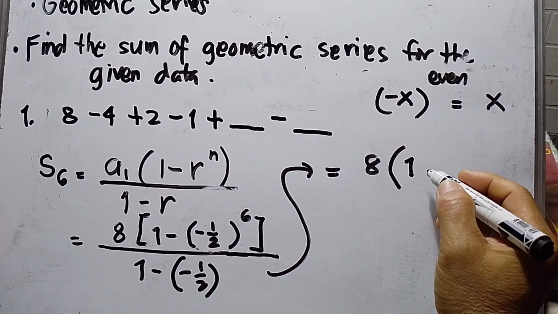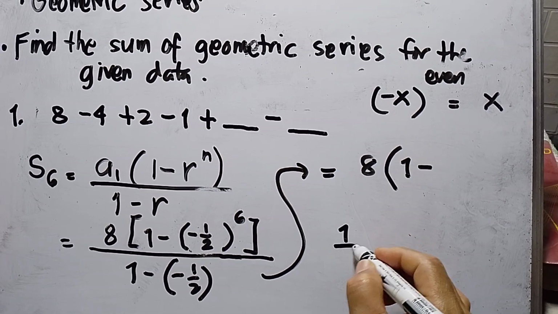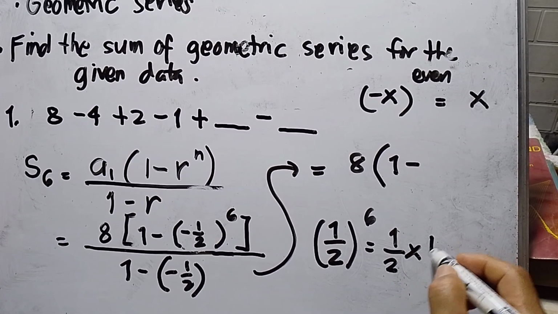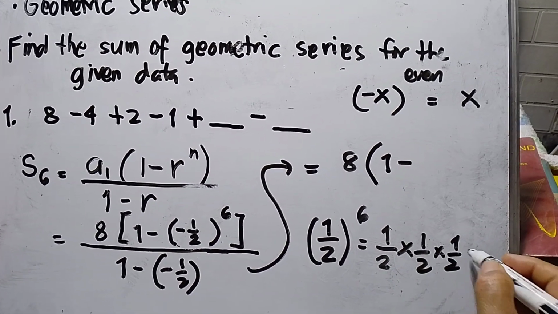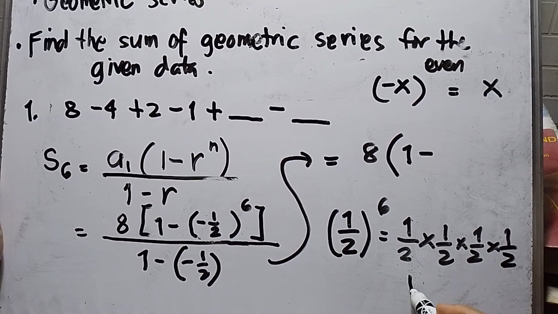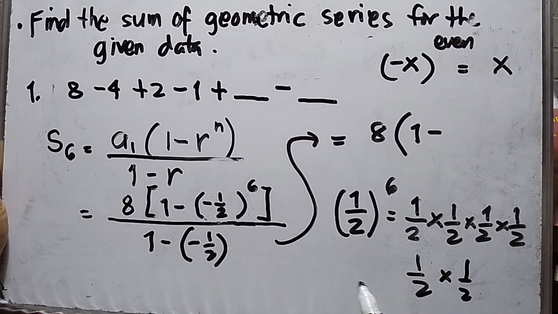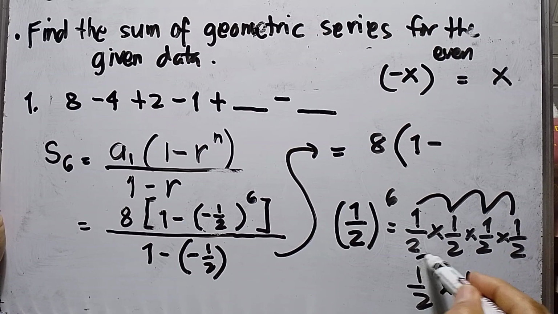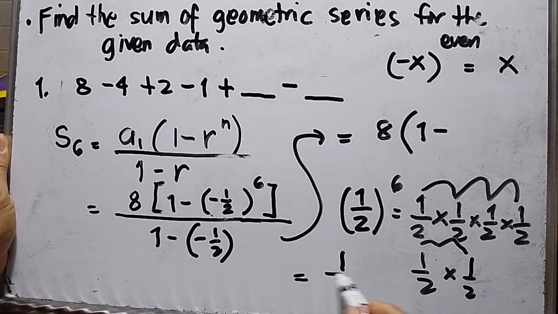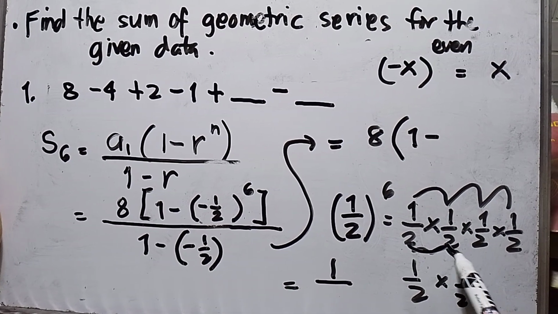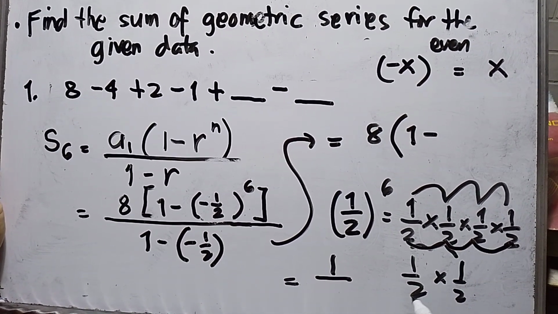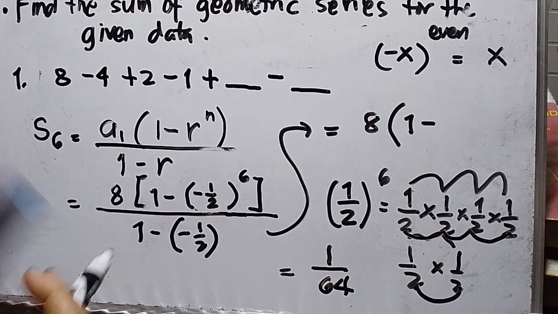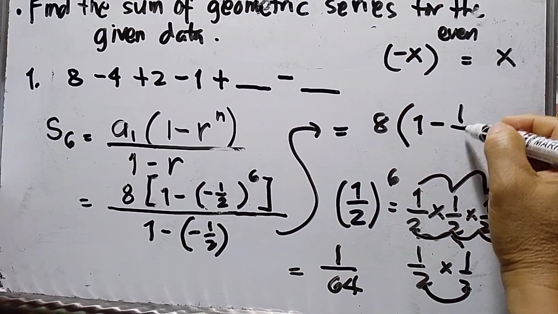So I have here 1 minus, what is 1 over 2 raised to the 6th power? Meaning 1 over 2 times 1 over 2 times 1 over 2 times 1 over 2 times 1 over 2 times 1 over 2. So there are 6 halves: 1, 2, 3, 4, 5, 6. So just multiply the numerators. That will be equal to 1. And how about the denominators? 2 times 2 is 4, times 2 is 8, times 2 is 16, times 2 is 32, times 2 is 64. So I have 1 over 64.